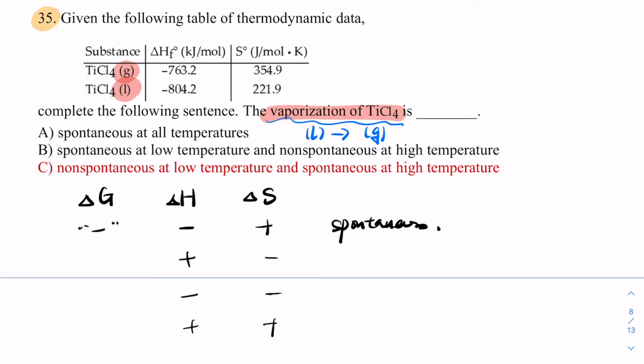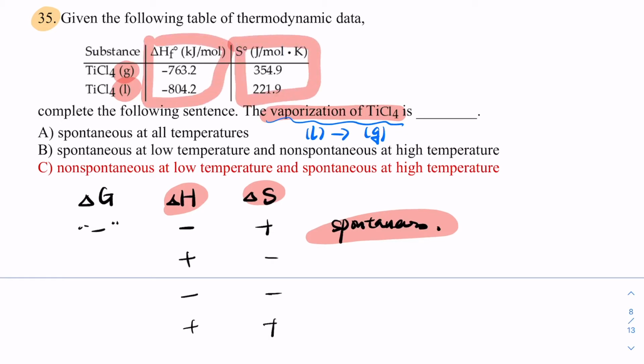So this is what you want to know: the signs for delta H and delta S. Then you will be able to tell if it's going to be spontaneous at all temperatures, non-spontaneous at all temperatures, or what the situation needs to be. So you need to figure out the sign for delta H and delta S. The way to calculate is from these values.